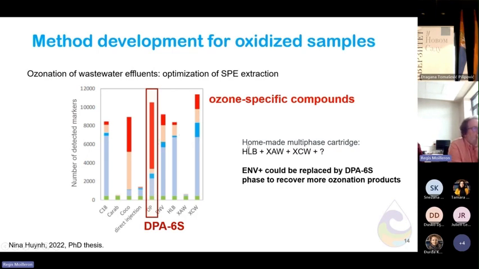So we imagine that we could replace some of the phases that we used before by this new phase to recover more of these byproducts that are formed during ozonation. So that's promising for oxidation processes like I showed this morning.